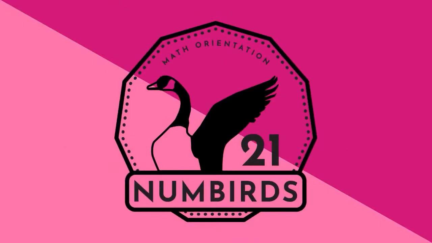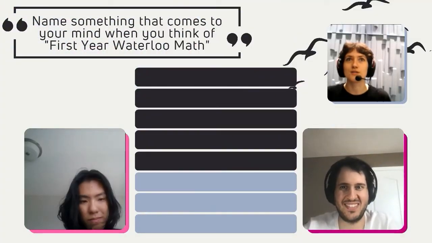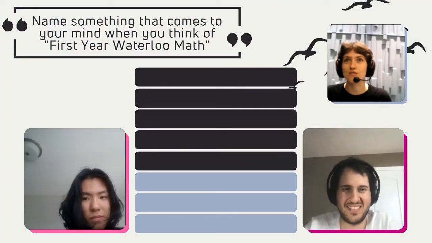The other style of question is one where we ask you, the viewers, to answer a poll, and we then get one person from each of the two teams to guess what they think the top student answer is, as a way to see what the students think. So without further ado, let's get our first two contestants ready for a standoff. I'll read the question and then we'll see who buzzes in first. Okay, so name something that comes to mind when you think of first year Waterloo math.